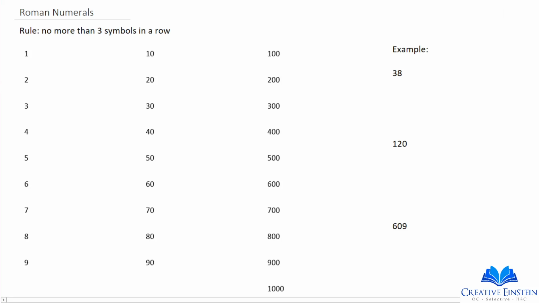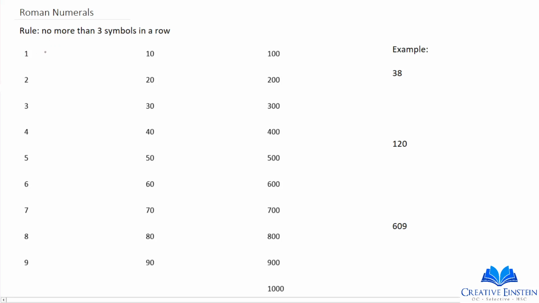So let's get started. With Roman numerals there is a golden rule, and that rule is you can't have more than 3 symbols in a row. Keep that in mind as we go through this. I'm going to show you the really important Roman numerals first.